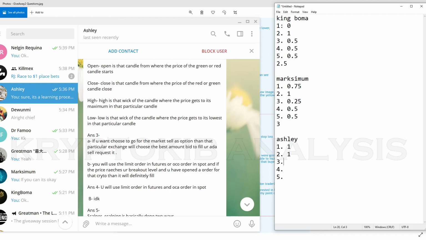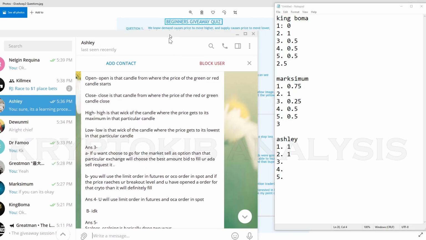If you want to choose to go for the market sell option, then that particular exchange will choose the best bid amount to fill your sell request. Correct, right? Okay. Then let me see the second one. You will use the limit order in futures or OCO in spot. And if the price reaches your breakout level and you have opened an order for that crypto, then it will definitely fail.